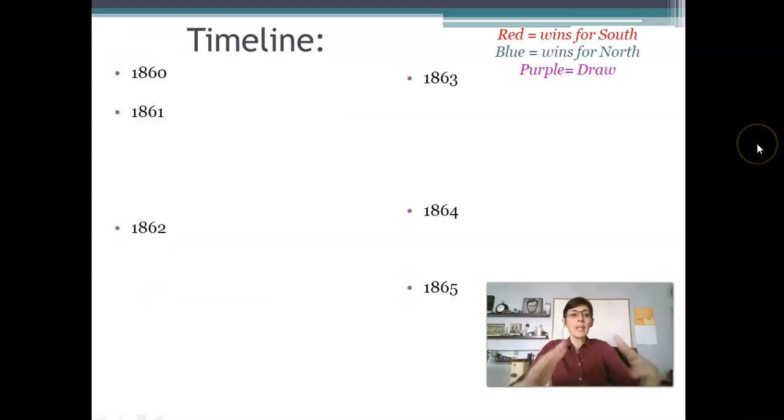So you see here, just the dates, right? We have 1860, which technically the war didn't start at that point, but we need to put it on this timeline because that is the year that the South seceded, or at least South Carolina seceded, the first of several states that would do so. And then you have bullets for each year of the war. So let's take a look.